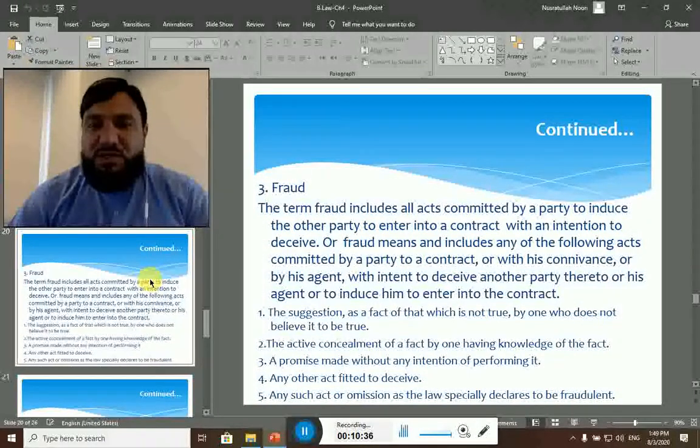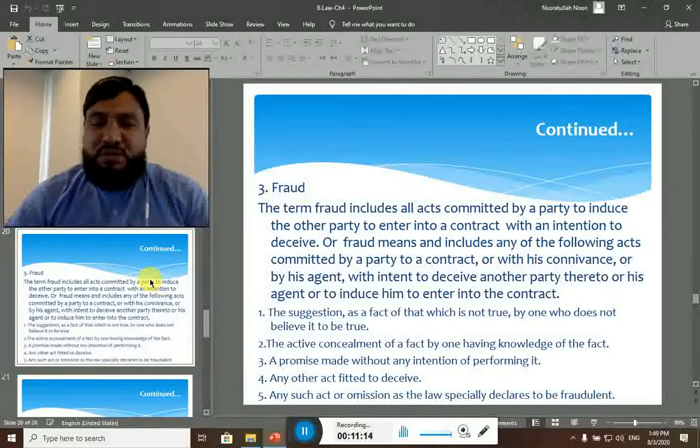Fraud means and includes any of the following acts committed by a party to a contract with his connivance, by him or by his agent, with intent to deceive another party thereto, or his agent, to induce him to enter into the contract. So what comes under fraud? The suggestion, as a fact, of what is not true, by one who does not believe it to be true.